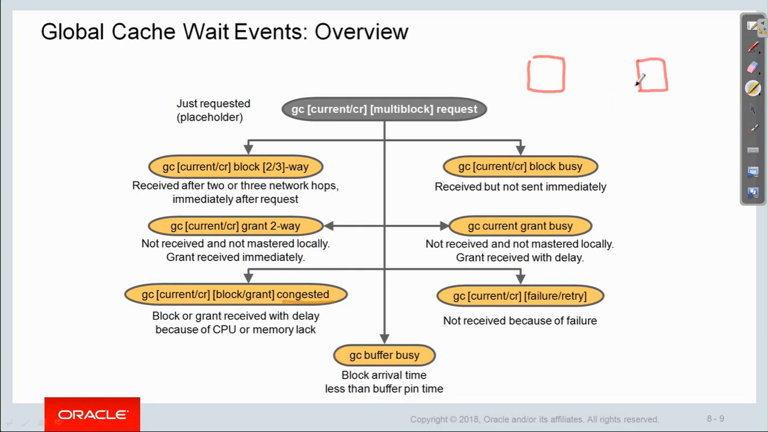And global cache, so we are working on global cache. Global cache request is handled by the LMS process in each instance, and it uses a queue, okay? So, a global cache request may be handled by the local LMS or maybe a remote LMS.